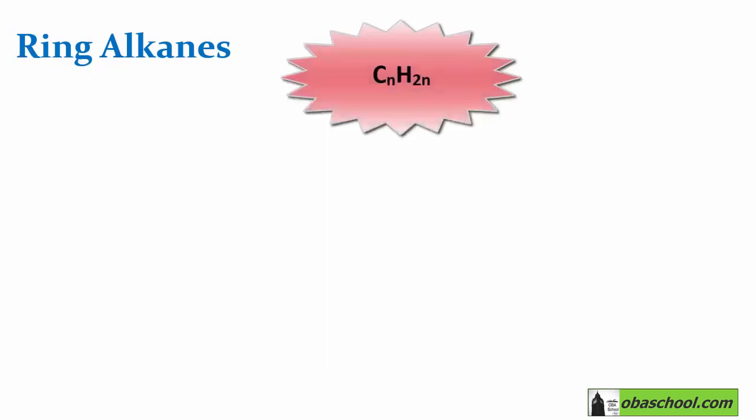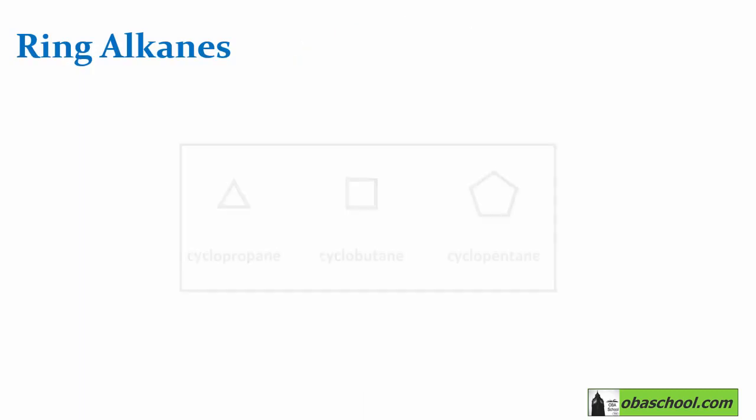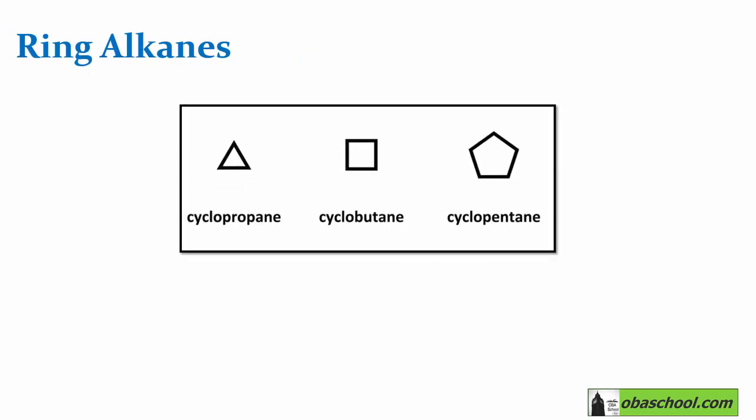Let's talk now about ring alkanes. Ring alkanes have the general molecular formula CnH2n because the end hydrogens are not required. So these are examples of ring alkanes. We will add the prefix cyclo at the beginning of the name to indicate that we have a ring structure of this alkane. So for example, this one contains the 3 carbon atoms which are over here. So this is cyclopropane. This one contains 4, so this is cyclobutane. This one contains 5, so it is cyclopentane, and so on.